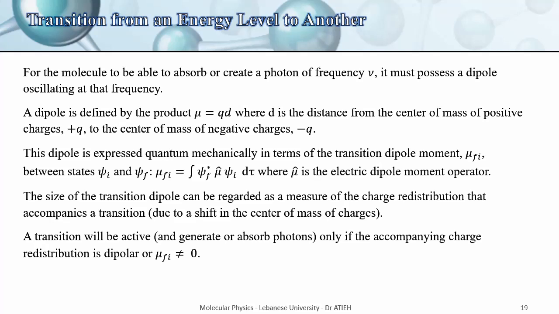For a molecule to be able to absorb or create a photon of frequency nu, it must possess a dipole oscillating at that frequency. So there must be a dipole oscillating in the molecule at the frequency nu, the frequency of the emitted photon or the absorbed photon.